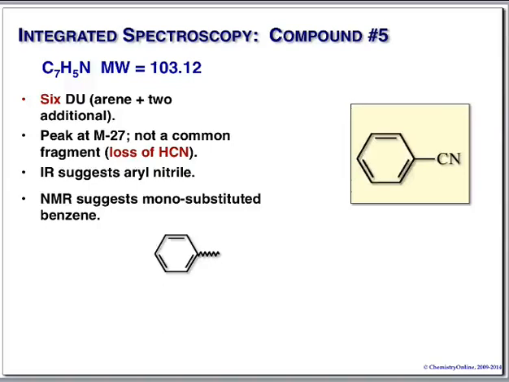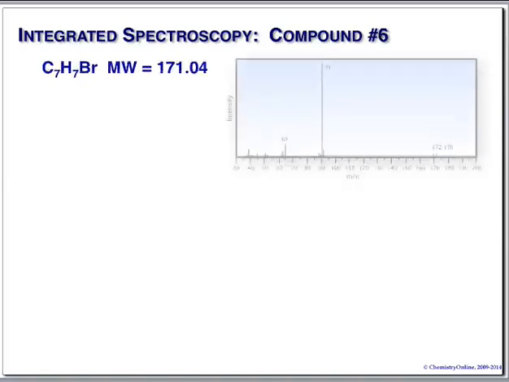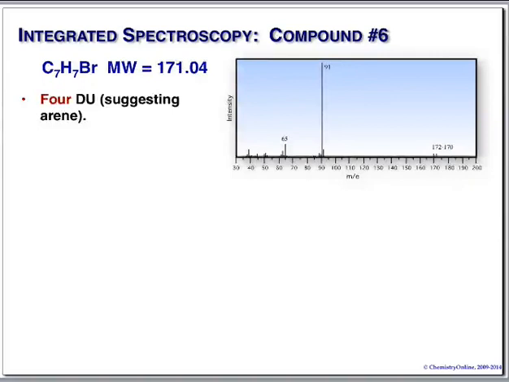All right, our last one. C7H7Br. That's equivalent to C7H8, which means we have 4 degrees of unsaturation. Look at our mass spec. Down here, our molecular weight is shown as 71. We see 2 peaks, one at 70 and one at 72. And they're the same height.